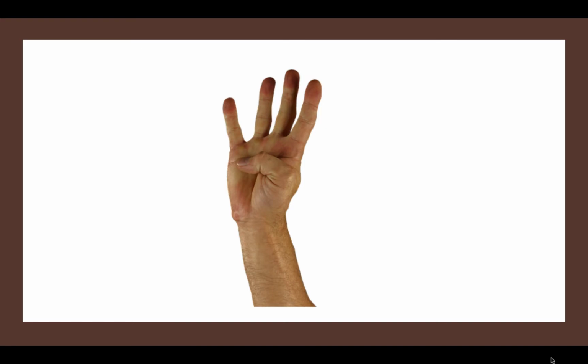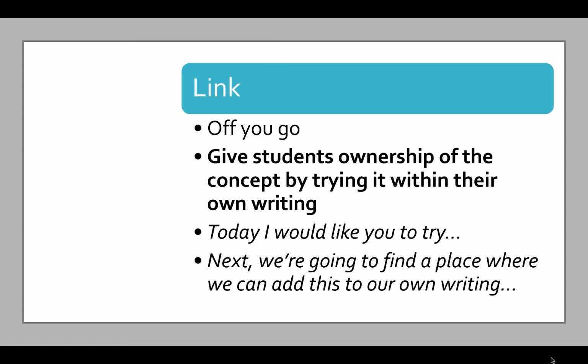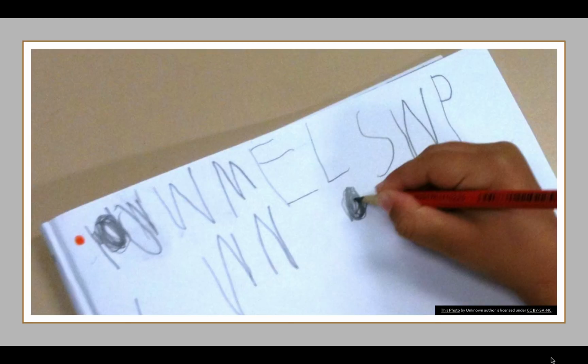Once you know that students are ready to move on to the next part, it's time for the link. The link is also referred to as off you go. This is the time that the students will take ownership of the concept, making it their own. Give students permission to try the concept in their writer's notebook by trying it in previous writing or writing something new.